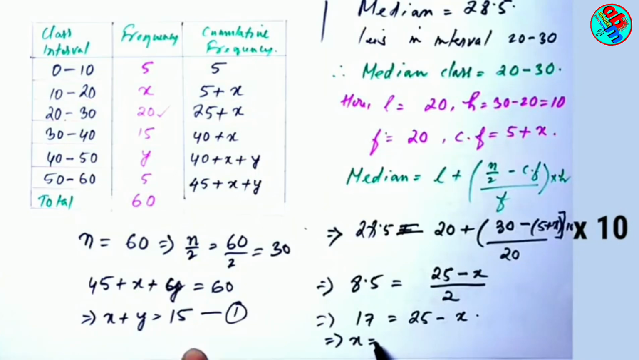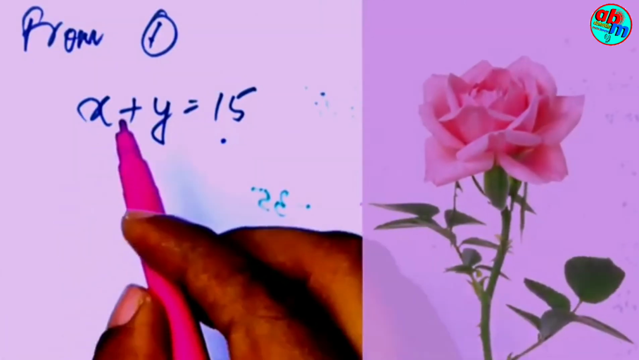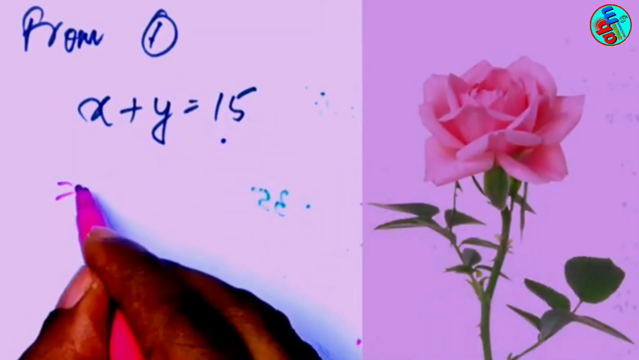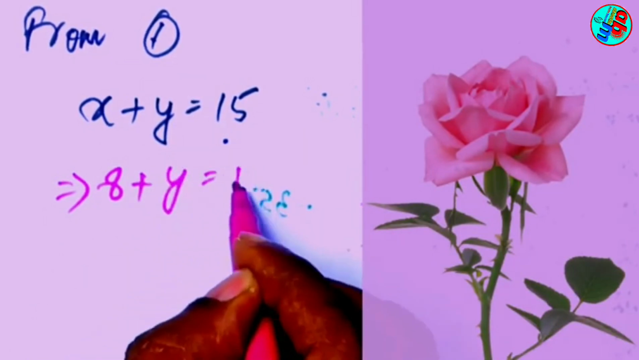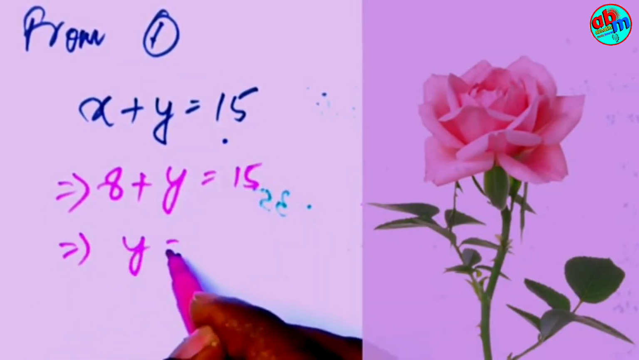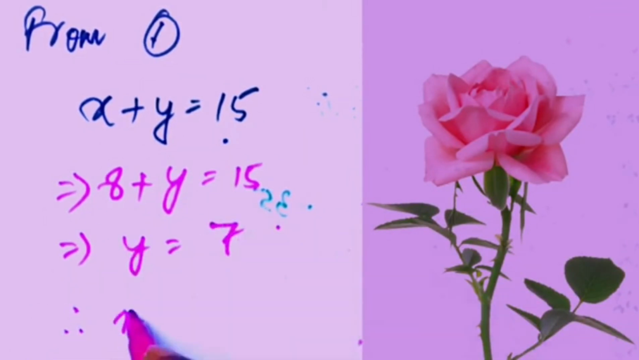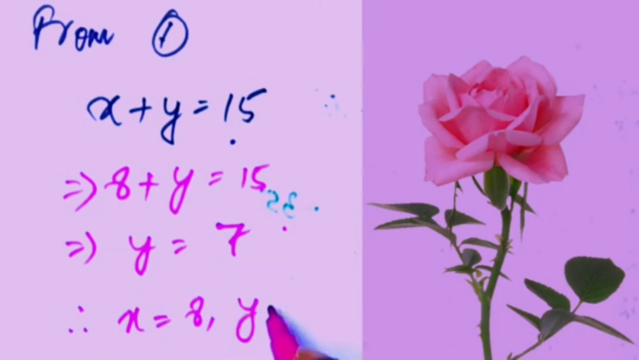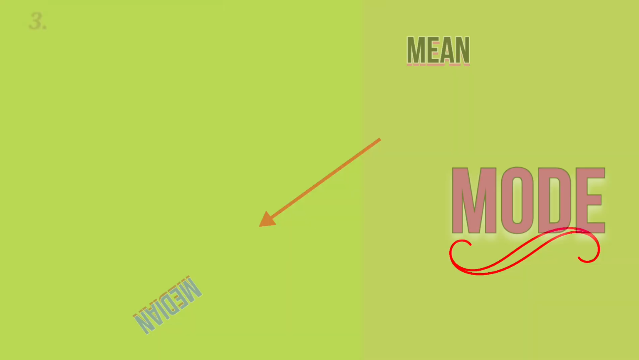So x will be 25 minus 17, which is equal to 8. From equation 1 we have x plus y equal to 15. So we substitute the value of x as 8, plus y is equal to 15. So y is equal to 7. So therefore x equal to 8 and y equal to 7 is our answer.